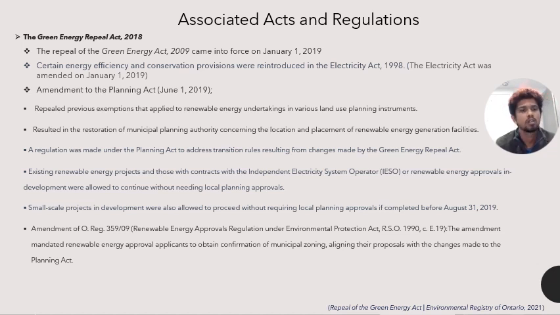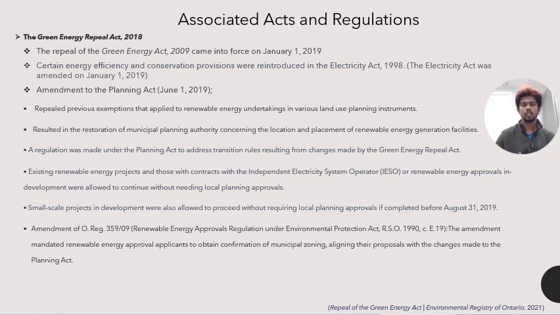An amendment also happened in the Planning Act. It happened on June 1, 2019. It repealed the previous assumption that applied to renewable energy undertakings in various land use instruments, resulting in the restoration of municipal planning authority concerning the location and placement of renewable energy generation facilities. A regulation was made under the Planning Act to address transitional rules resulting from changes made by the Green Energy Repeal Act. Existing renewable energy projects and those with contracts with the Independent Electricity System Operator or renewable energy approvals in development were allowed to continue without needing local planning approvals.